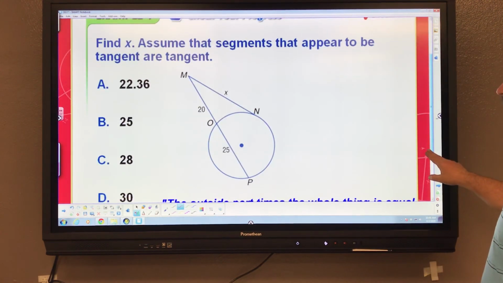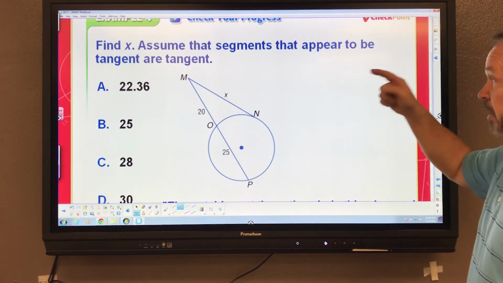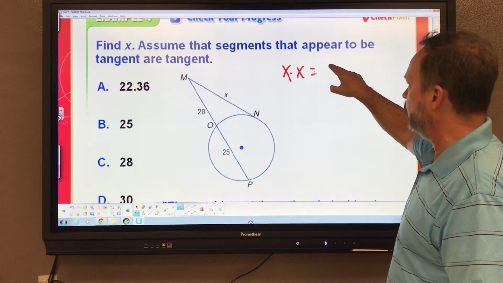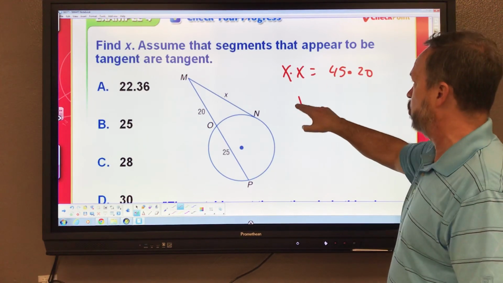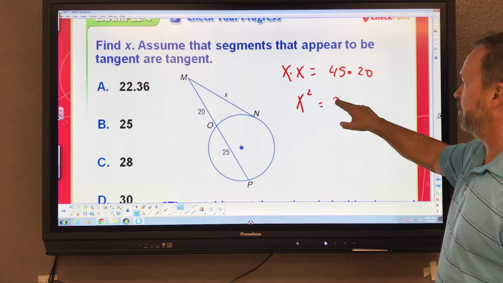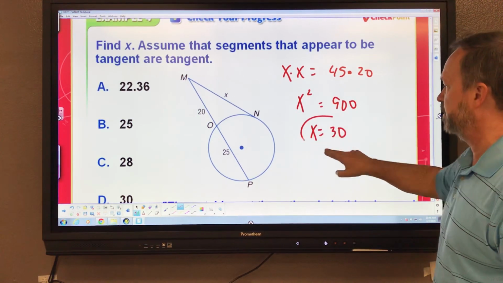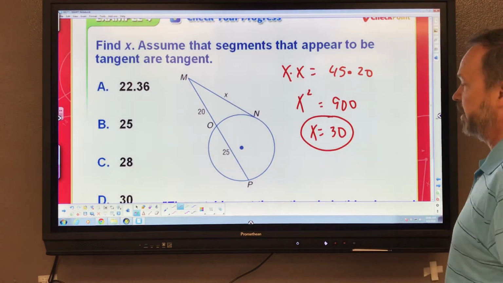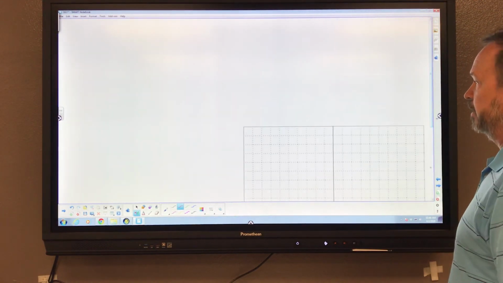And it's just practicing the stuff we just did. In fact, that one's going to be easier than the one we just did, because the whole thing times the outside piece equals the whole thing times the outside piece. So the x squared is equal to 900, I believe. So x is equal to 30. That was a lot easier than the last one, but you can see how that would work, and it is in fact 30. And that's it.